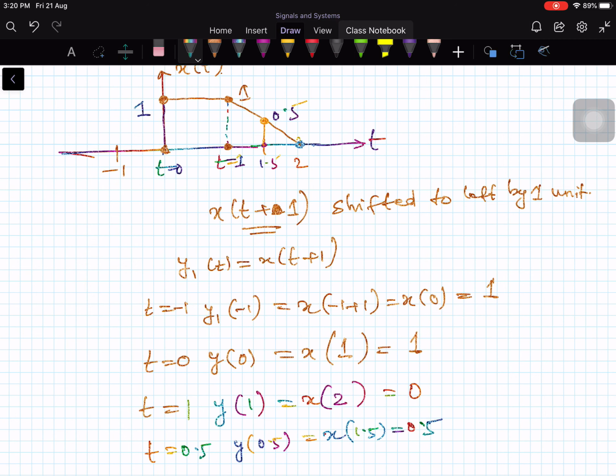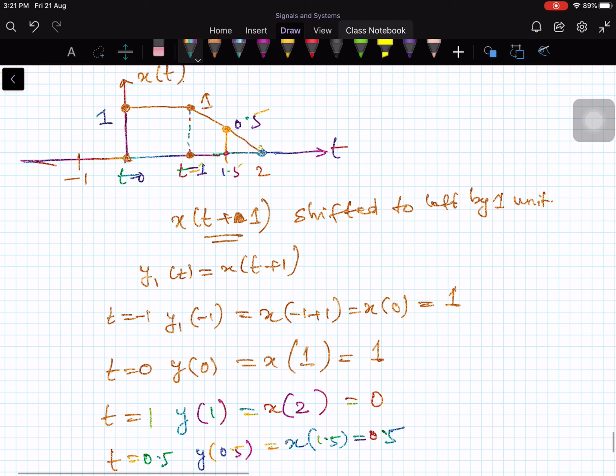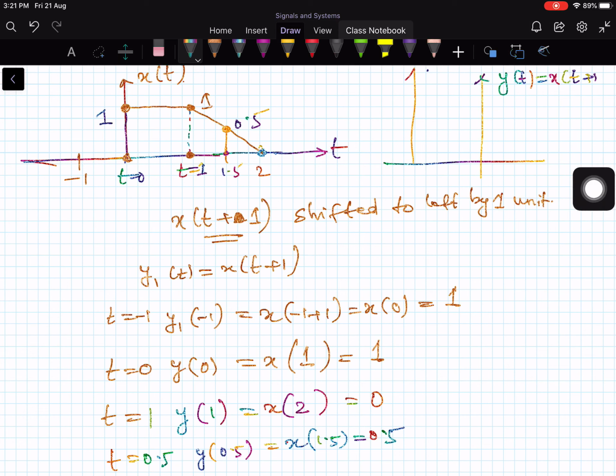Now you can plot the same thing here. Y of t is equal to x of t plus 1. Okay, now when t equal to minus 1, the value is 1. So let's say this point is minus 1, the value is 1. When t equal to 0, again the value is 1. So it is a constant function like this. Okay, maybe I'll little more extend this.